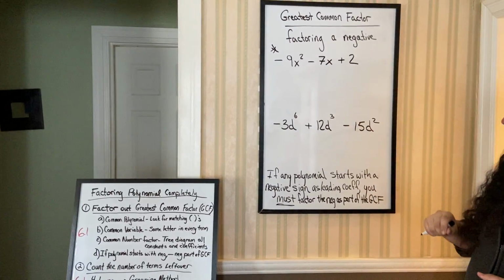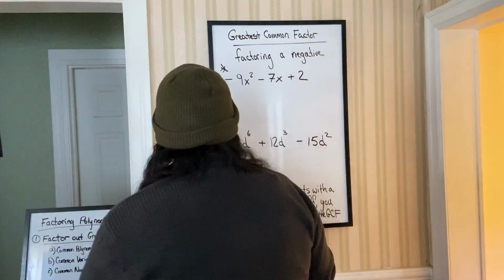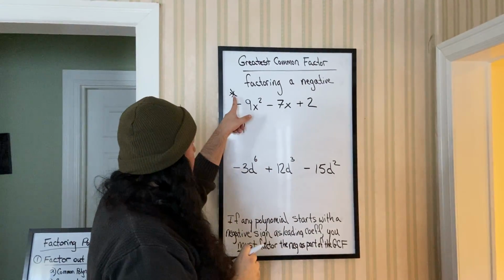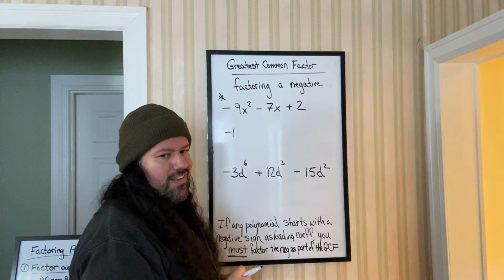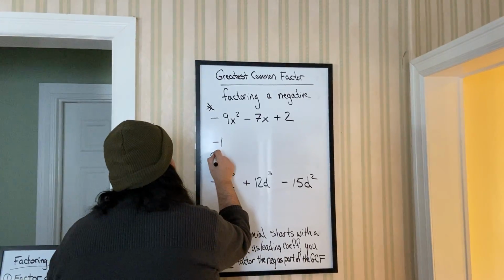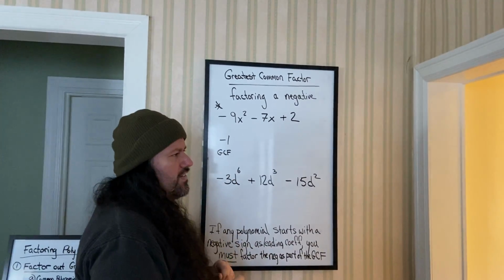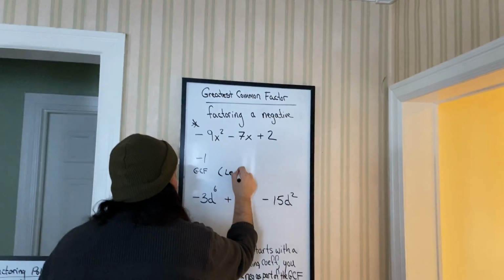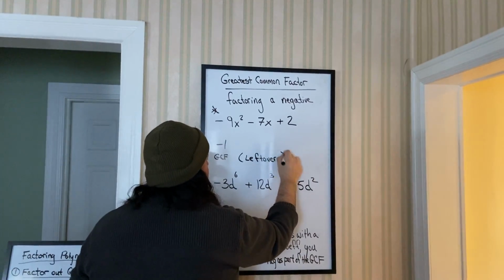We know this has a negative, so how can I factor out that negative? Well, a negative is basically factoring out a negative 1. Okay, so that's anytime that your polynomial starts as a negative, make sure that you take out a negative 1 if there is no number. How do I factor out a negative 1? Remember, we need to get our leftovers. The leftovers will go as one set of parentheses.